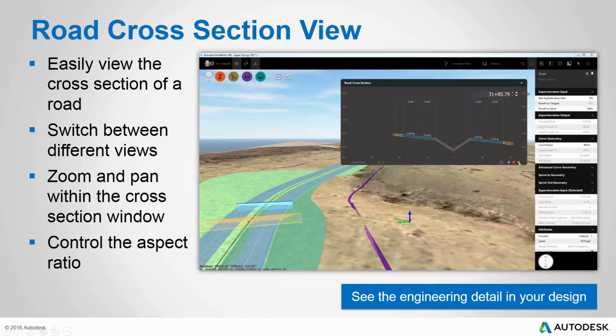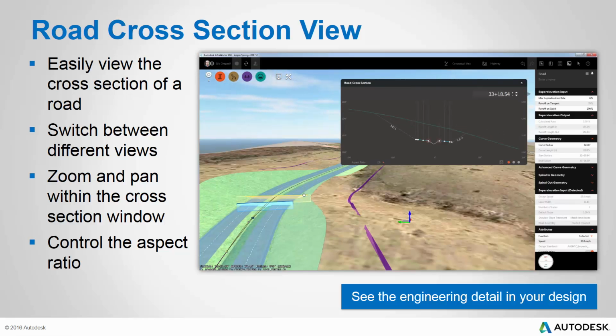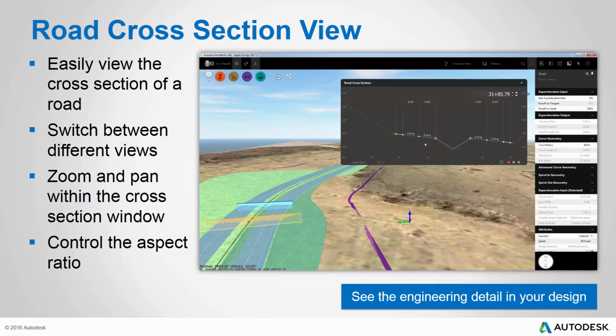With the new release of InfraWorks 360, you can easily view the cross-section of your road design. You can change the position where the cross-section is being viewed, and you can also pan and zoom within the cross-section window. The cross-section window itself has several different views, including super elevation view, road assembly view, and cut and fill view. Here you can see as I move the slider from an area of cut to an area of fill, while at the same time the section view window is providing information about the amount of cut or fill at any given point. You can also control the aspect ratio.